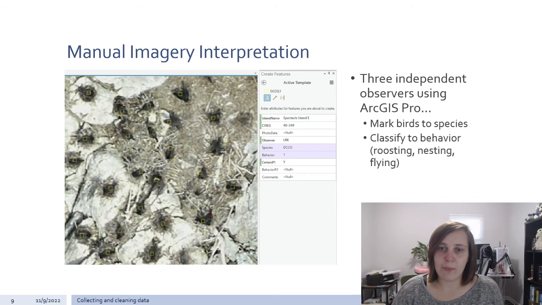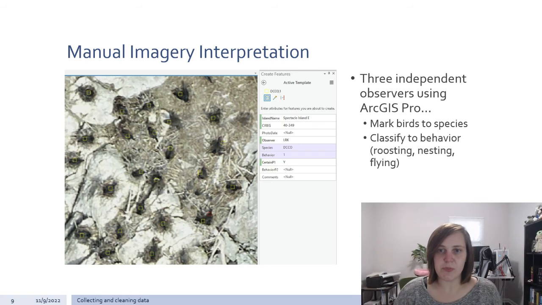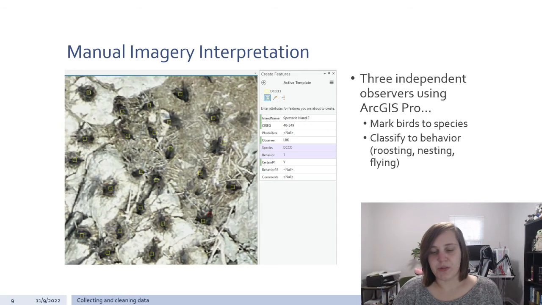So what ended up happening was 3 independent observers using ArcGIS Pro went through these images, marked each bird to species and to behavior, and then we counted the islands 2 to 3 times in order to make sure that there was agreement between each of these observers on what they were calling a certain bird as a species or behavior.